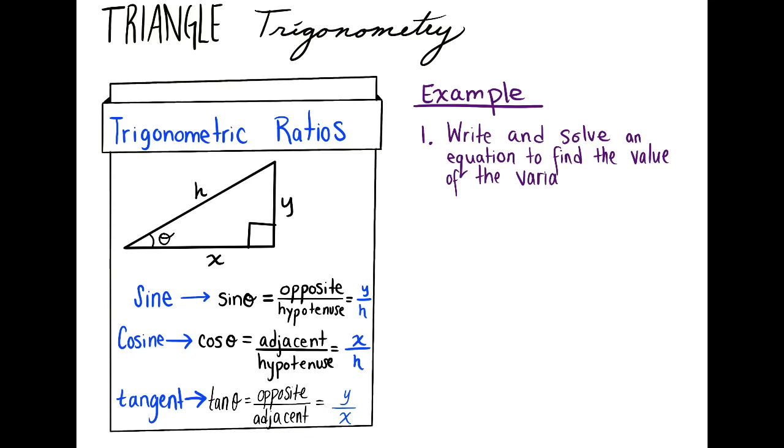Okay, so let's take a look at an example where we're actually going to solve. This first one, we have a right triangle that has an angle of 15, one leg hypotenuse of 20, and the other one is x.